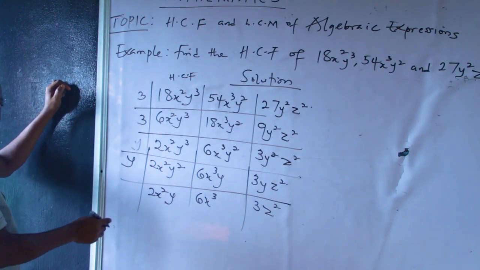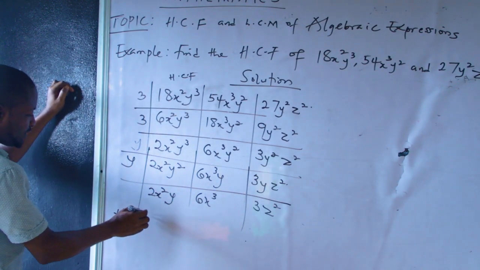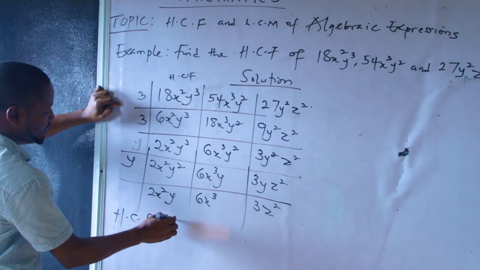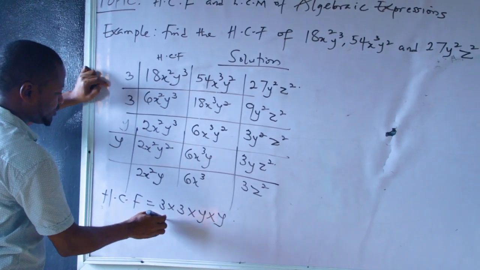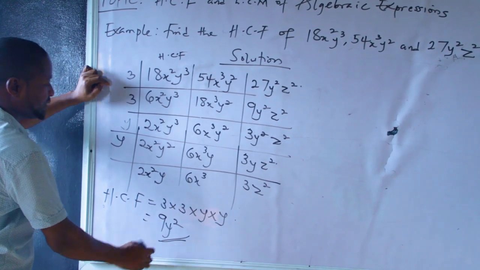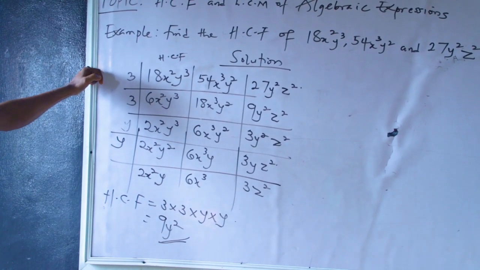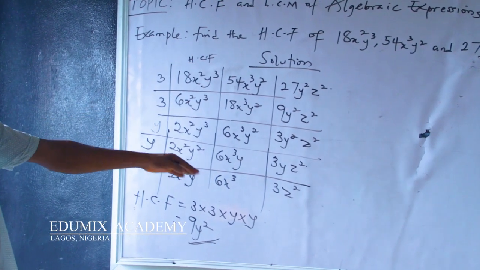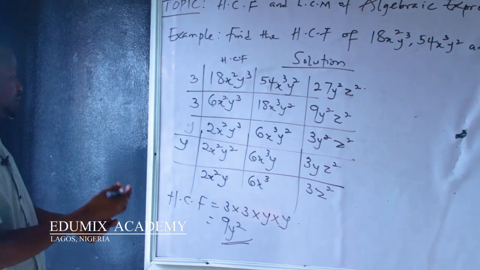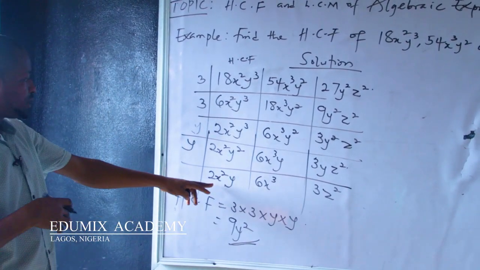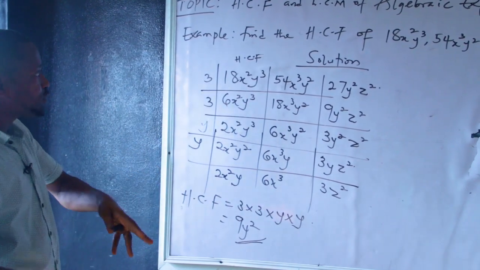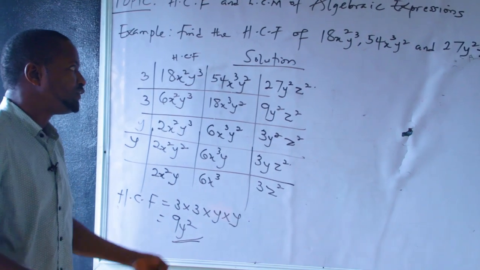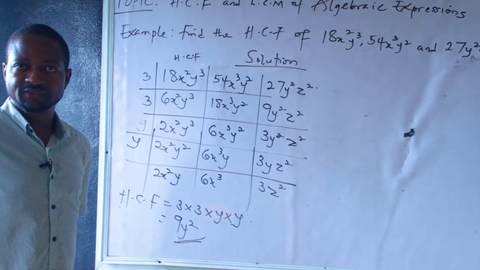So what we have here will be our HCF. So our HCF will now be 3 times 3 times y times y. So that is 9y squared. Okay, if you have to factorize this, maybe there was plus or minus in between them, the answer will be 9y squared into brackets 2x squared y plus or minus whatever is given, 6x cubed plus or minus 3z squared. If you expand, you get what we started with.